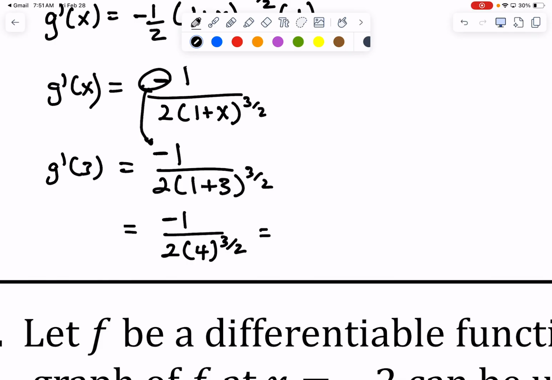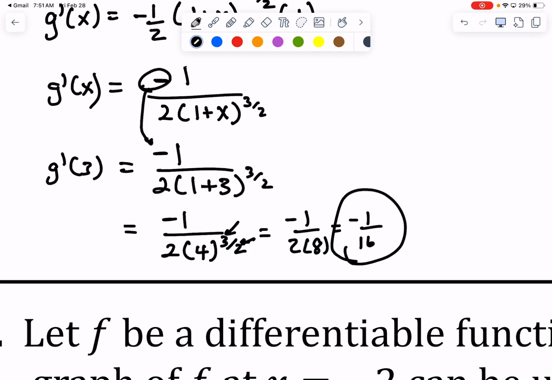All right, so which one should you do first, the cubed or the square root? I always do the root first because it makes it smaller. So what's the square root of 4? 2. What's 2 to the 3rd power? 8. So we're going to have negative 1 over 2 times 8, which is negative 1 over 16. So there's my slope and my tangent line.